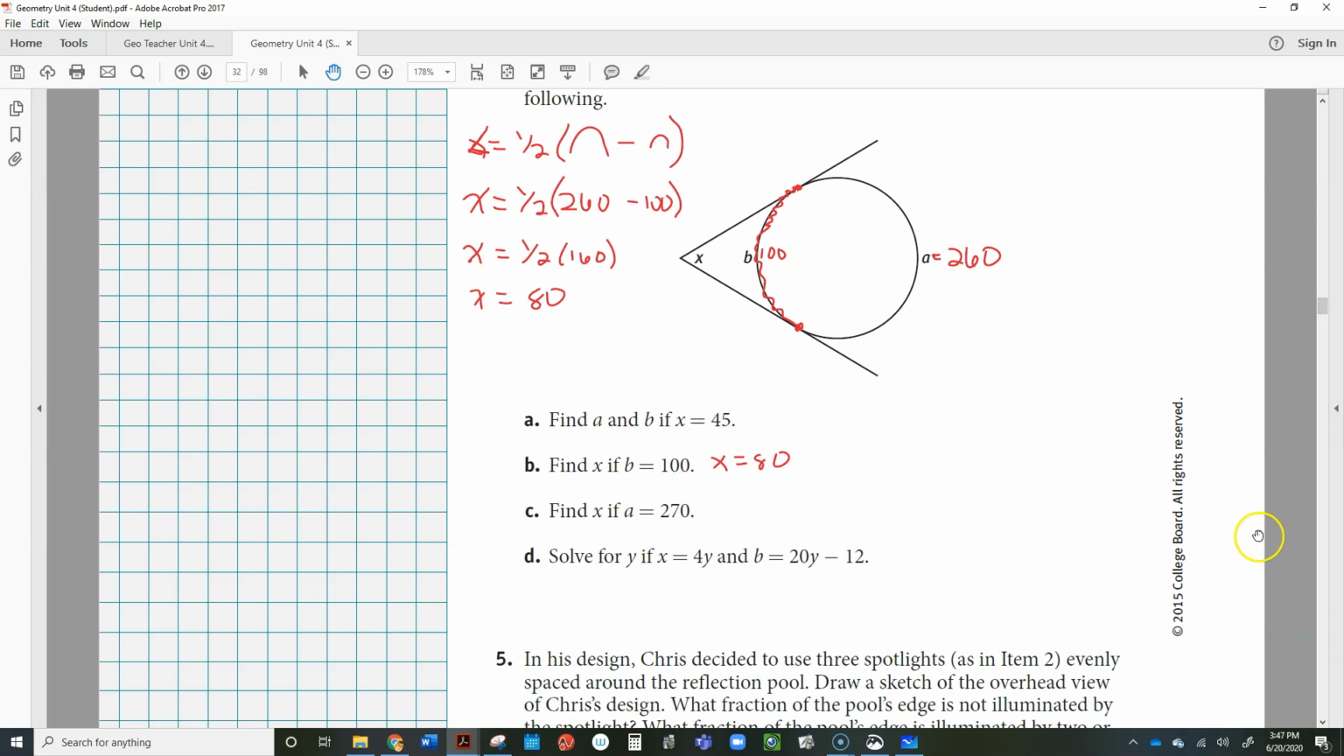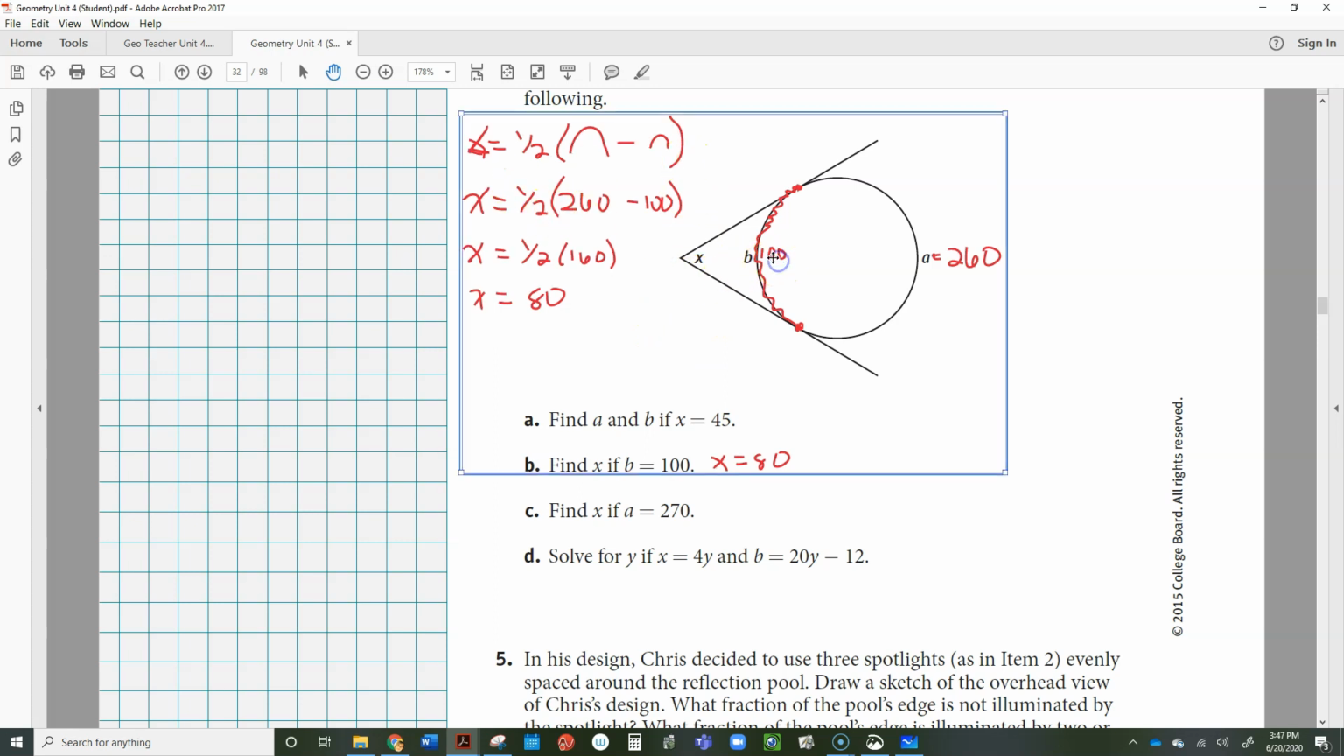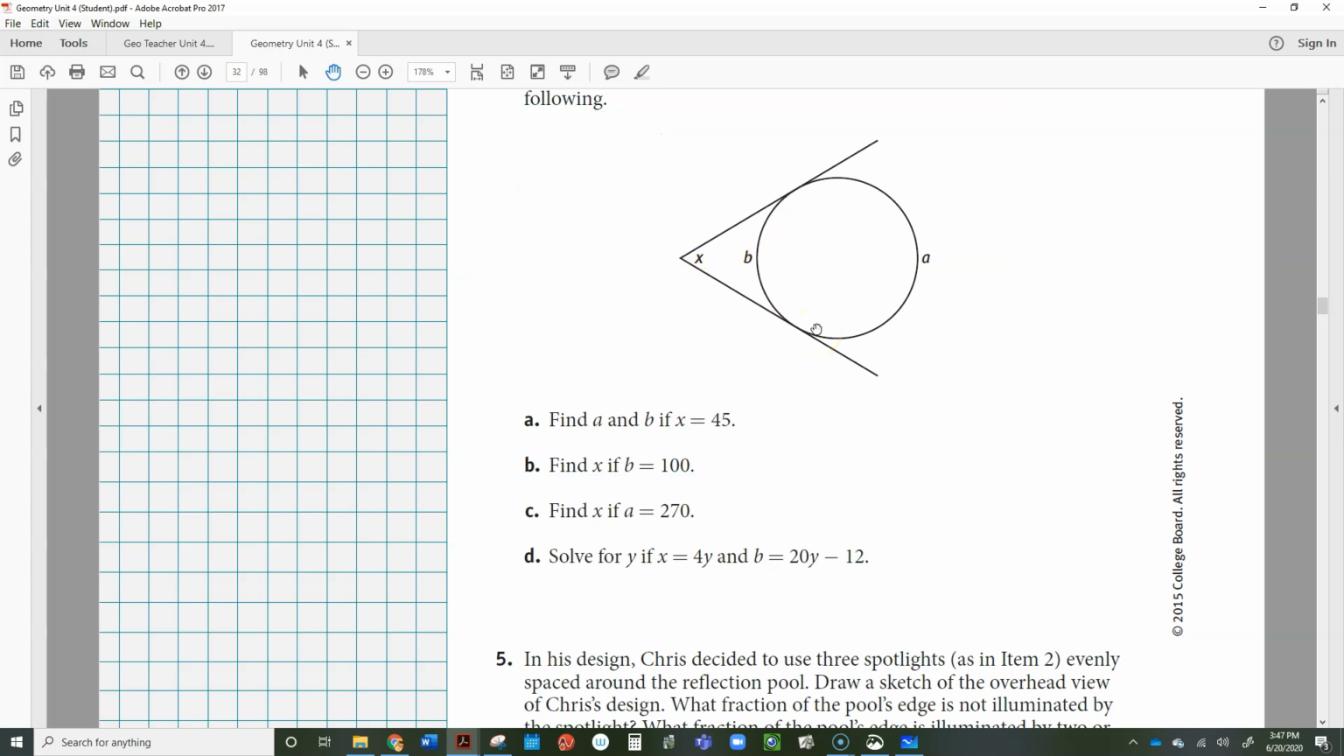All right. I'm going to erase all of this. Remember, you can always rewind if you need to see this again. But I'm just going to erase all of it so that I can work with this new set of information. Find X if A is 270. Now remember, you can go back and do it like they intended you to, draw that picture and work with it.